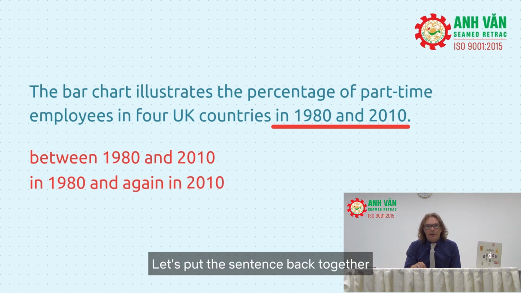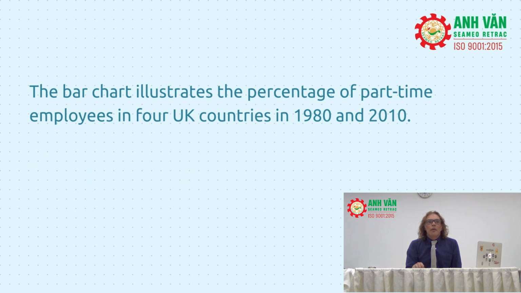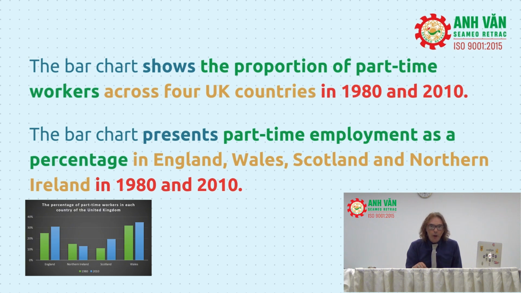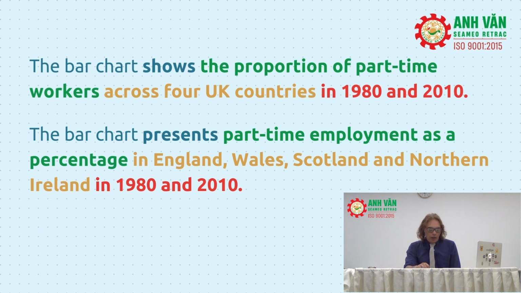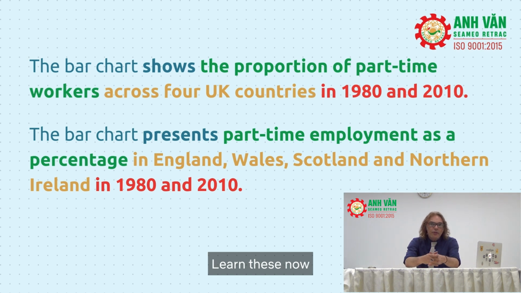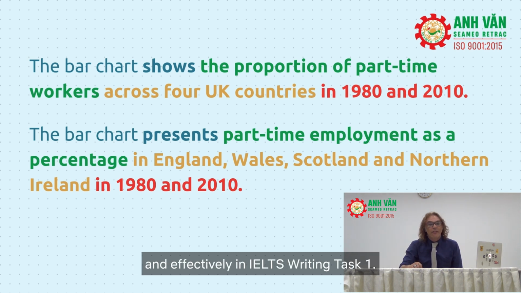Let's put the sentence back together with the new synonyms we have discussed. Here are 2 strong options you can use. 1. The bar chart shows the proportion of part-time workers across 4 UK countries in 1980 and 2010. 2. The bar chart presents part-time employment as a percentage in England, Wales, Scotland, and Northern Ireland in 1980 and 2010. Both sentences keep the same meaning, but use different wording. Learn these now so you can paraphrase the introduction quickly and effectively in IELTS Writing Task 1.